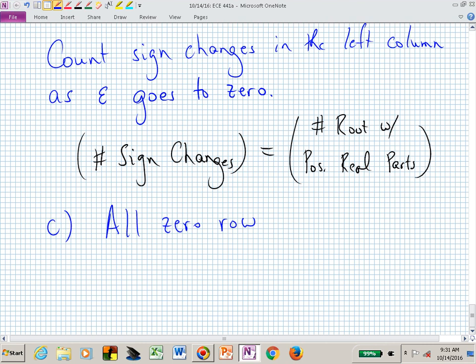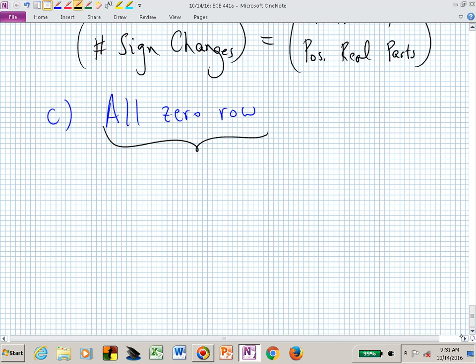The third case is if the entire row is zero when you're building up this Routh array. Then we have to do something a little bit more interesting. Now we have to rely on our calculus. Now we go up to the preceding row and form an auxiliary polynomial. We'll flesh all of this out, and we differentiate that auxiliary polynomial and substitute that into the all zero row. Let me try to say that.